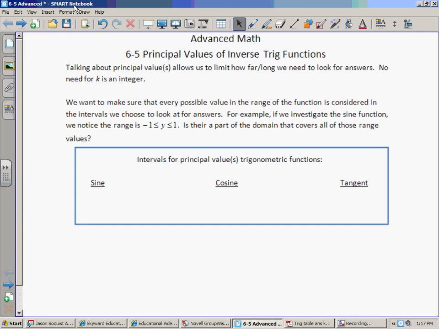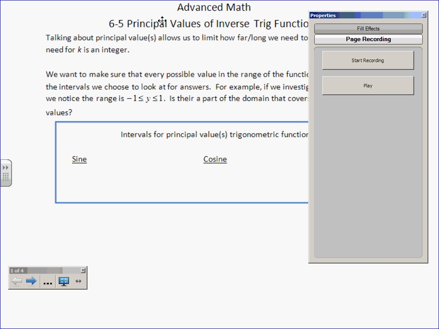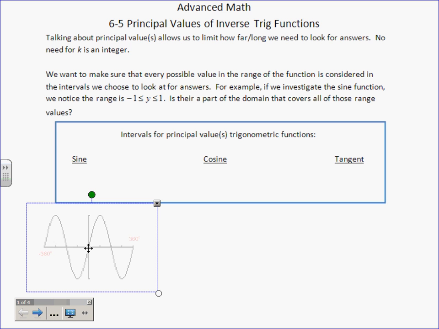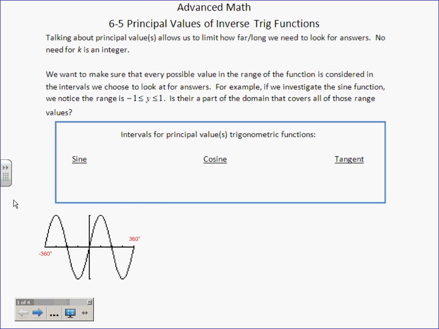So principal value is just narrowing it down for you. It says right here, I tried to give you a hint. It says, for example, if we investigate the sine function, we notice the range is 1 to -1. Do you agree with that, that the y values go from +1 to -1, right? You remember your graphs? Remember, sine does that because it's the unit circle. So as far as sine can go is 1, right? That's as far as it can go. And as far as the y value goes.